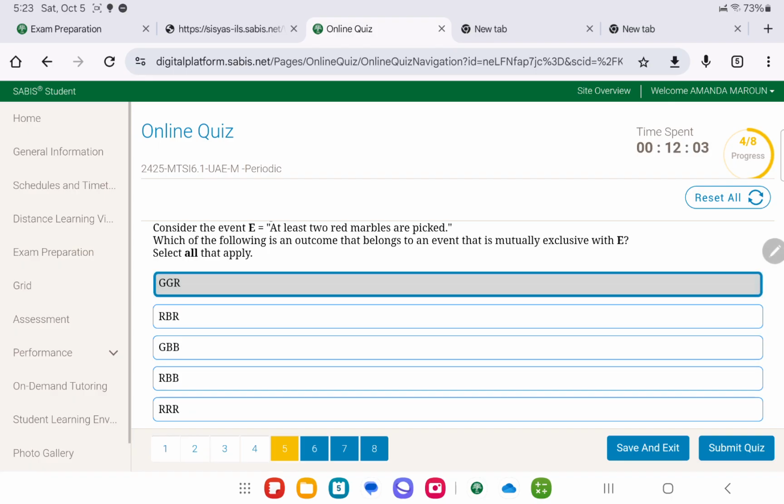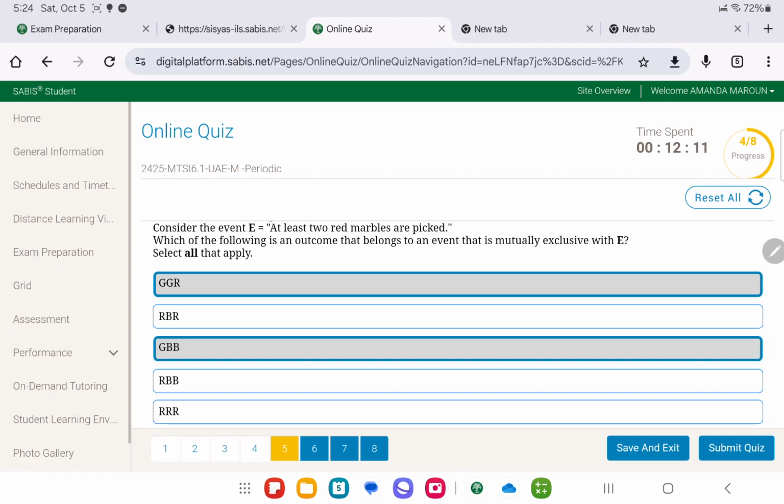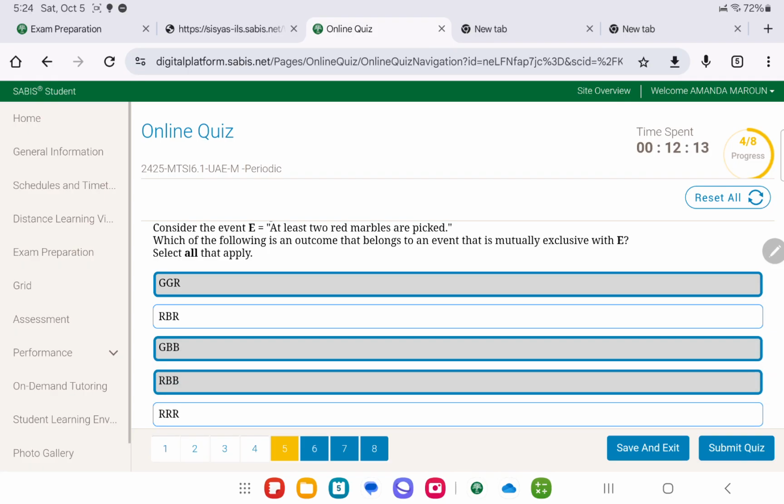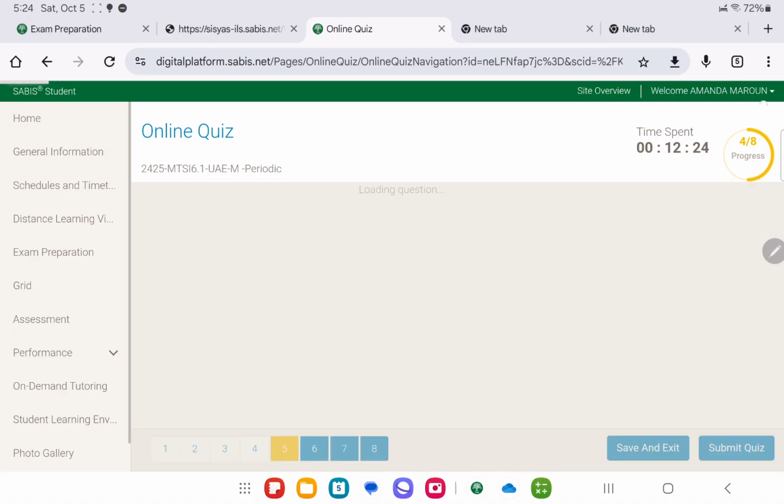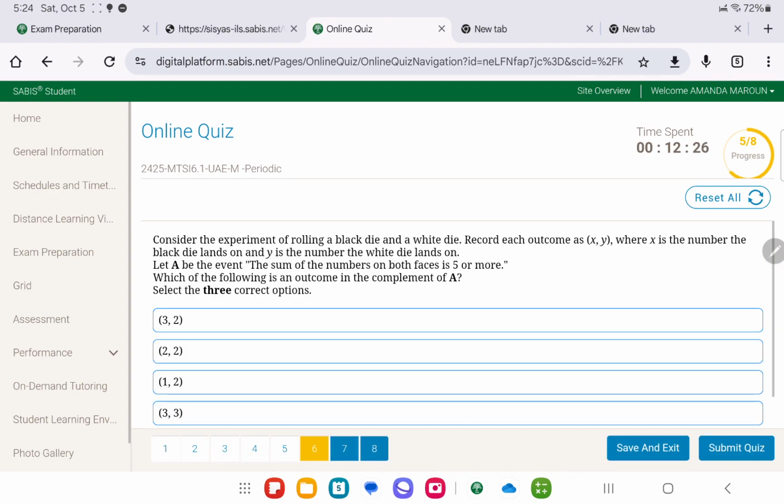We said GGR because it has 1 red. We don't choose this one. Why? Because it has 2 red and we need only 1 red. Then GBB, it has no red. RBB, because it has only 1 red. And RRR, we do not choose it because it has 3 R's, and we need the opposite of at least 2 red marbles picked, so a maximum of 1 red marble. Now, consider the experiment of rolling a black die and a white die.